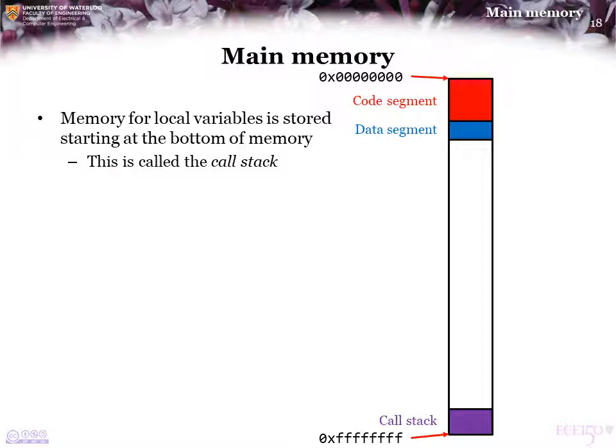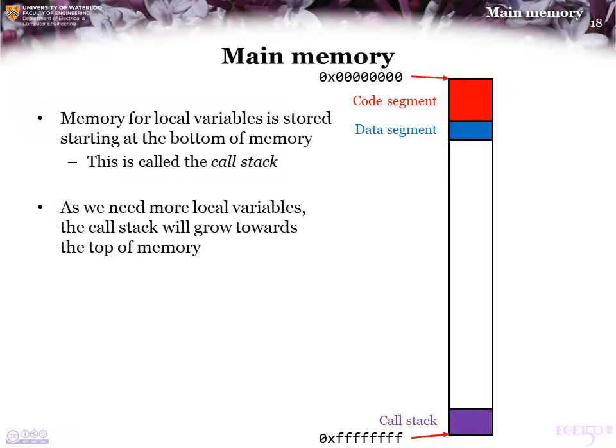Now, as discussed earlier, when we are executing a program, we do need memory for local variables. The memory for local variables is stored at the bottom of memory in something called the call stack. And as you need more and more local variables, the call stack is going to grow in the direction of the top of memory. We're going to discuss this in greater detail in the next topic.